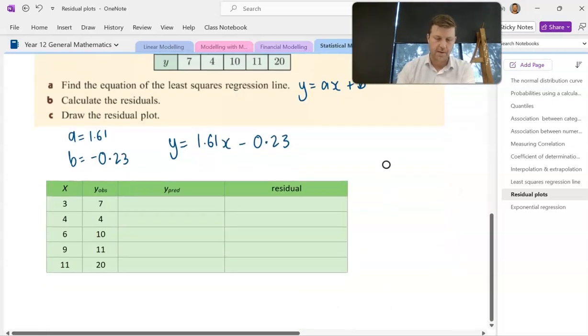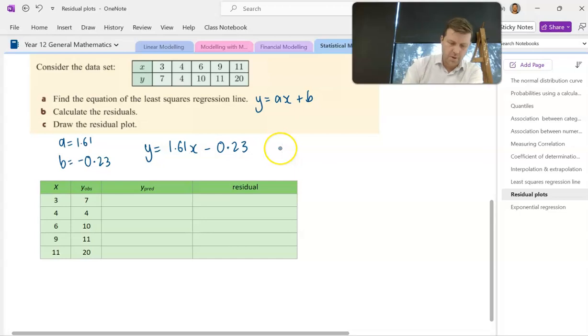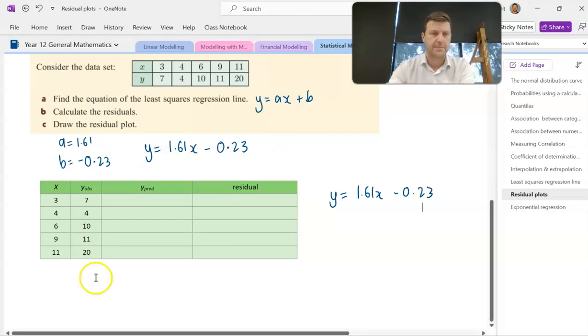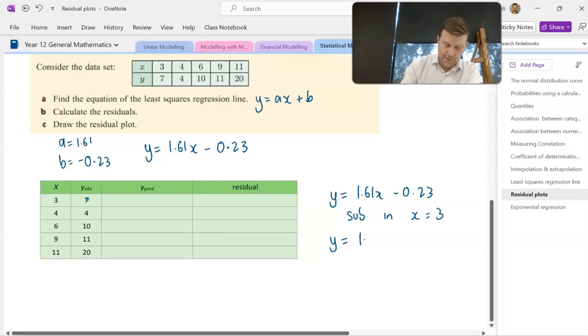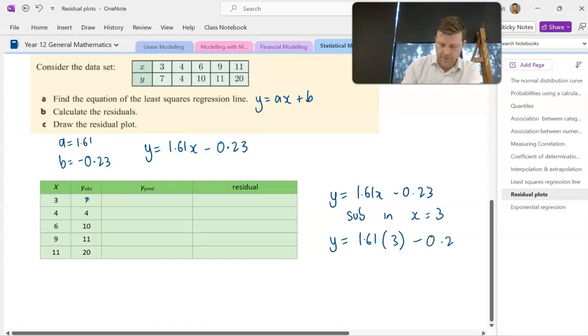You see, it's a little bit more of a time-consuming process. So based on the equation y equals 1.61x take 0.23, what I'm going to do is substitute in my x value from this first coordinate, which is 3, 7. Okay, so sub in x equals 3. So the y value is predicted to be 1.61 times 3, take 0.23.